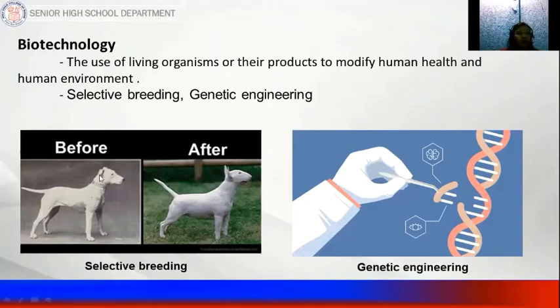Okay, we have before and after here. If you can see from the picture, this is a dog, but the dog has been modified. You can see here that there is a change, with before and after. This is because of a selective breeding modification, and we also have genetic engineering.